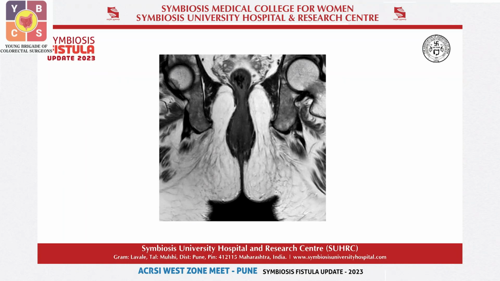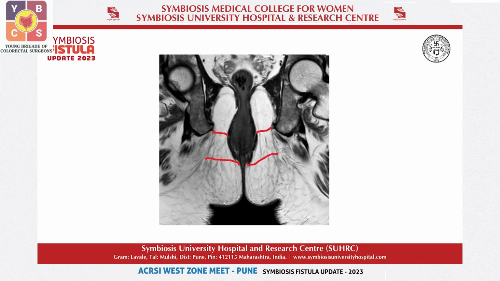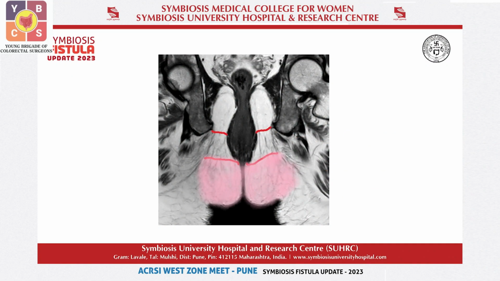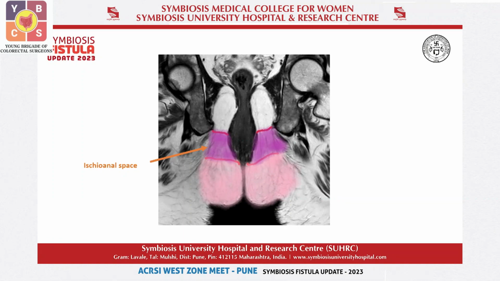Okay, now we'll see the anatomy on the coronal MR. This is a coronal pituitary image. So these are the two fascias which we saw. This is the transversus perineal fascia, and this is the ischioanal fascia. Okay, so now we see this is the perianal space. This is the ischioanal space.